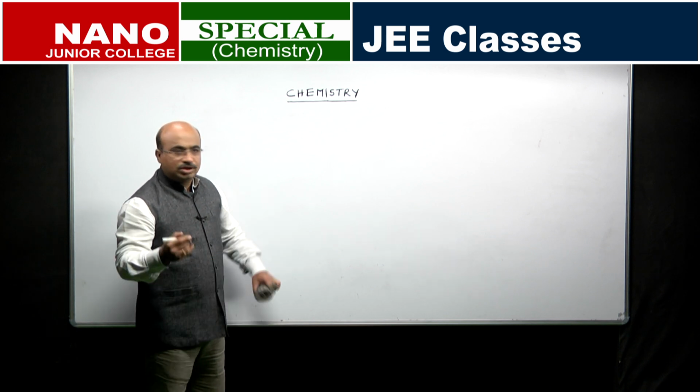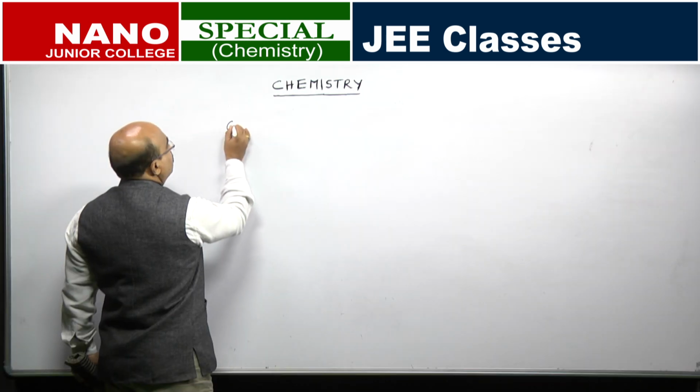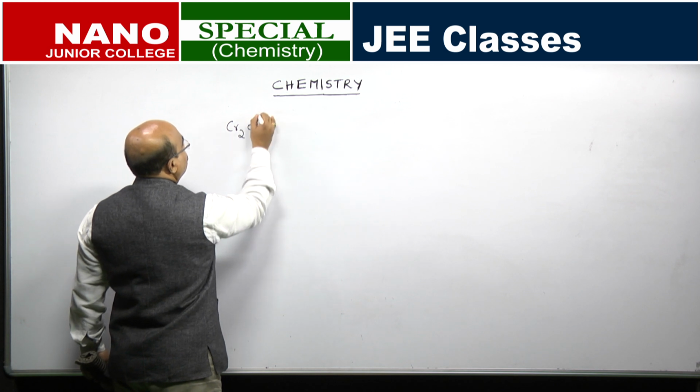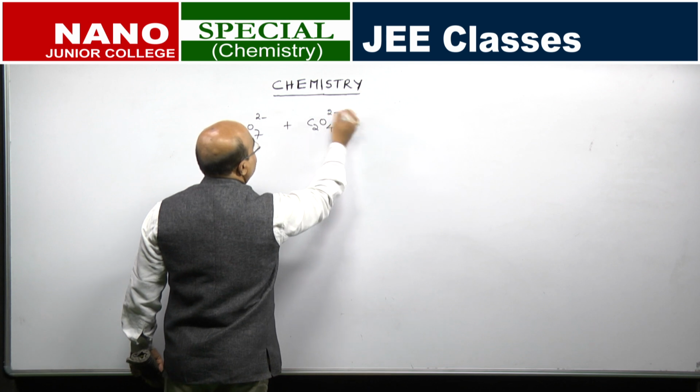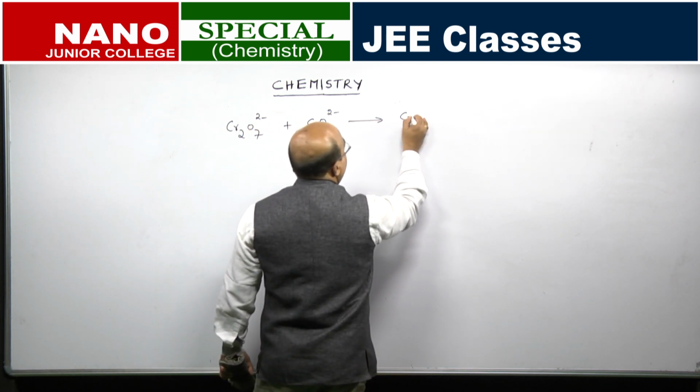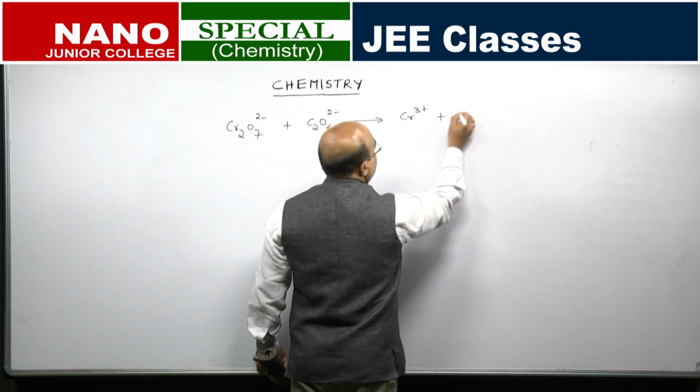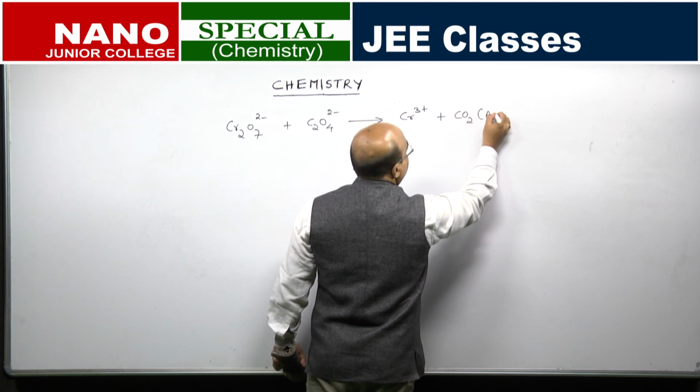So, let us see what that question is, that is Cr2O7 2 minus, C2O4 2 minus, Cr3 plus, CO2 in acidic medium.